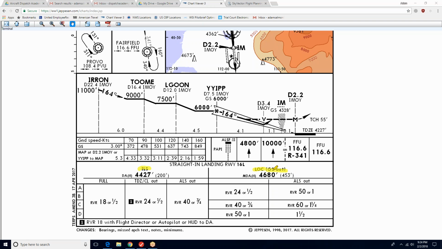If that were the case, the minimums for this approach then become this 453 right here. Does anybody remember what we do with this number when we see anything in between like this, where it's 453? What is the next number? Yeah, we got to round that up. So what does this 453 mean for us if we're flying this approach without the glide slope?